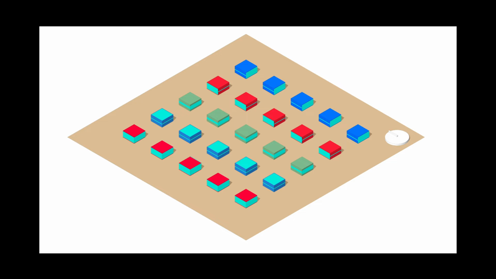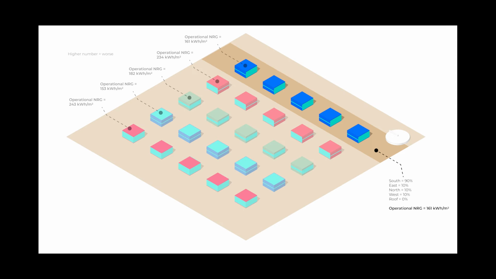This is a simulation with all different types of glazing options. The first is 90% glazing in the south, and the rest is 10%. The operational energy for this building is 161 kilowatts per meter squared. This is the best option in comparison with others.